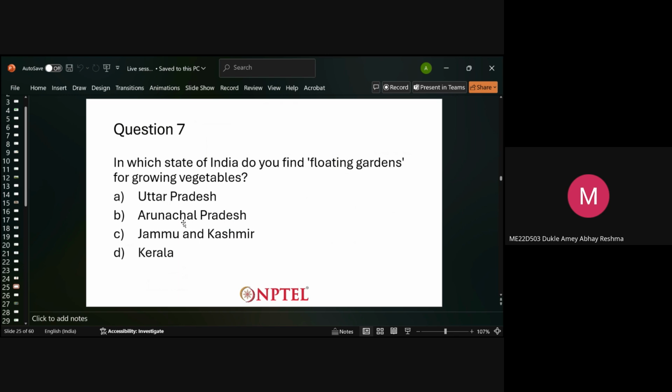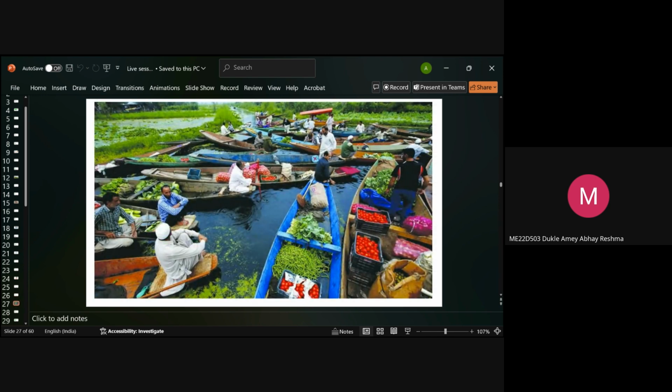The seventh question is: in which of the states in India do you find floating gardens for growing vegetables? The options are Uttar Pradesh, Arunachal Pradesh, Jammu and Kashmir, and Kerala. So the answer is Jammu and Kashmir. This is one of the photos of the floating gardens of Jammu and Kashmir.